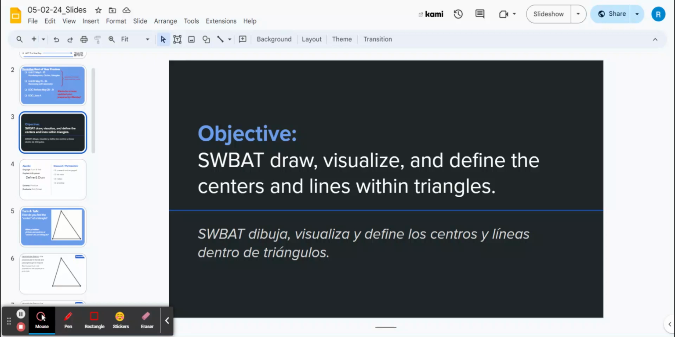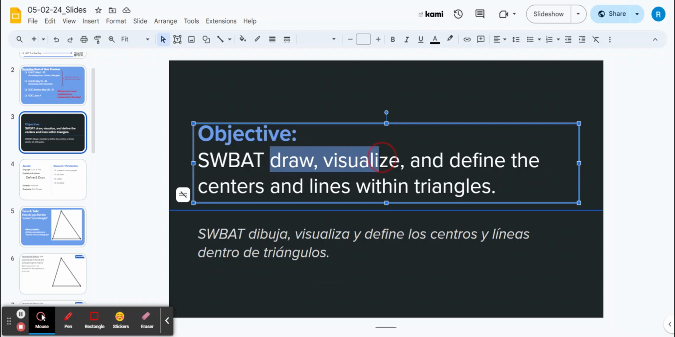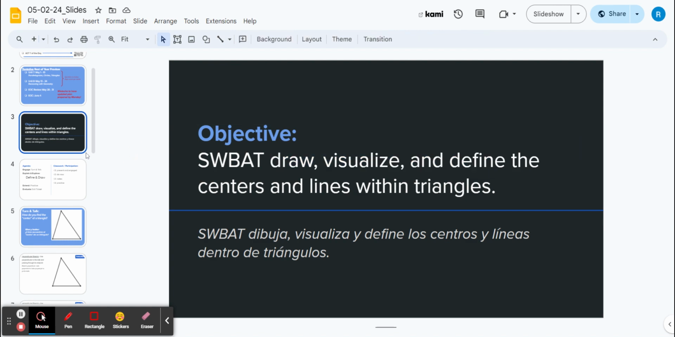All right, today's lesson is very, very different. Our objective is to draw, visualize, and define the centers and lines within triangles. So this is a very different objective than we've ever seen before. Very different verbs. You are absolutely going to need a ruler to help you get this done. So feel free to come grab one from me if need be.